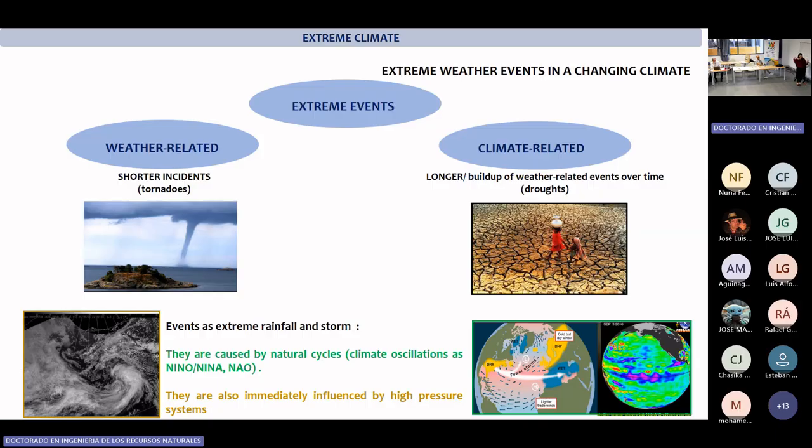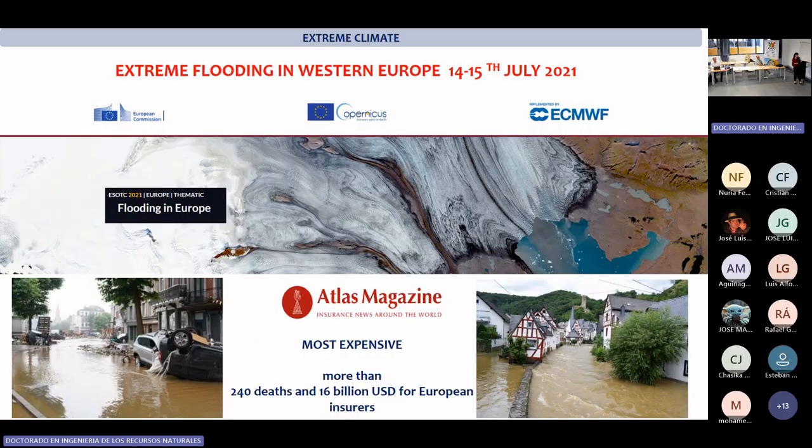We have many changes in the different cycles, in the different climate oscillations, El Niño, North Atlantic Oscillation, and others, and they are also immediately influenced by high pressure systems. So we also have a combination between different oscillations, that we will see in this part. I will start from one real example.